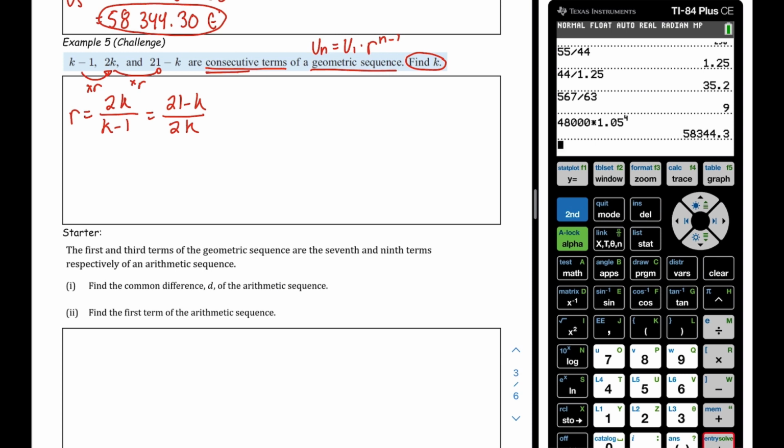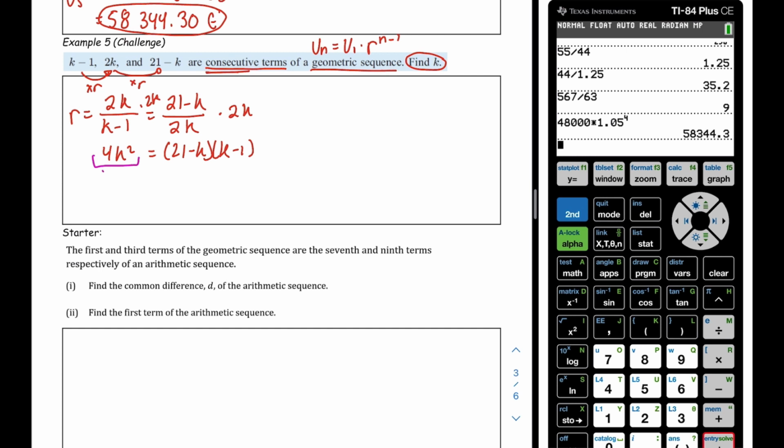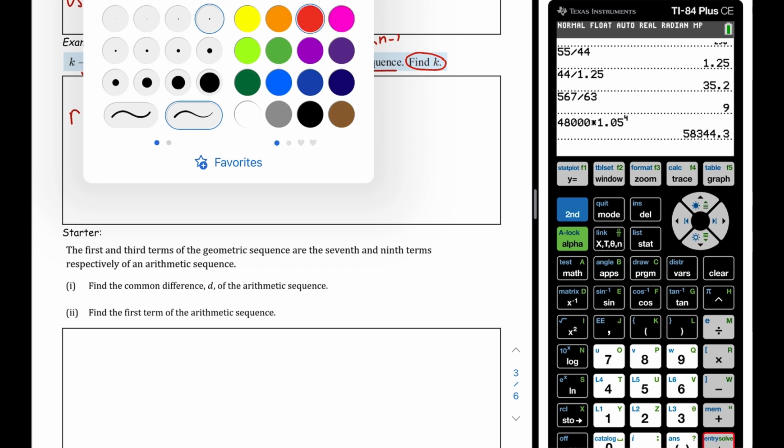So if I write this, I could cross-multiply at this point. So I have 4k squared, since I multiply both sides by 2k, and then that is equal to 21 minus k times k minus 1. And now I have a quadratic equation. And for this quadratic equation, I'm asking myself, when are the two sides equal to each other? So one way that we can solve this with our calculator is we can graph this as our y1, graph this as our y2, and go look for our intersection points.